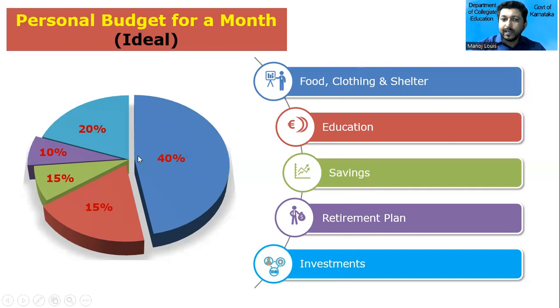If I take an ideal example, let's say 100 rupees is your income, 40% of that we can definitely focus on food, clothing, and shelter. Education may take up to 15% of your monthly budget. Savings, another 15%. Retirement, as I said, you can take 10%, you can take 5% also. But very, very important, a minimum of 20% of your monthly income should go for investing. This is per 100 rupees. You can take that as an example.